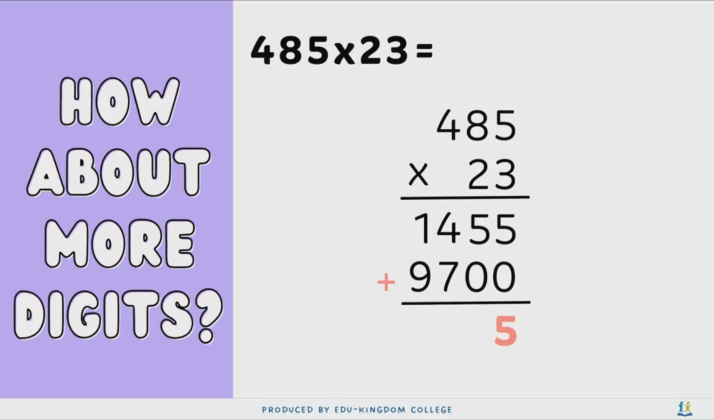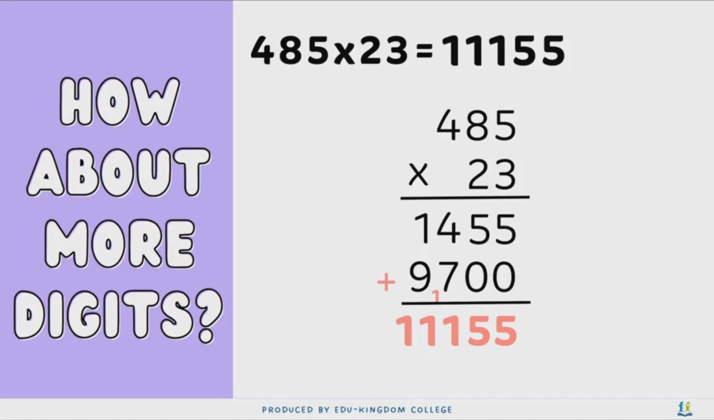Once we have added them together, it will give us 5, 5, 7 plus 4 is just going to give me 11. So 11 with 1 at the bottom, carry over 1. And then I have 9 plus 1 gives me 11. So the answer for 485 times by 23 is going to give me 11,155.